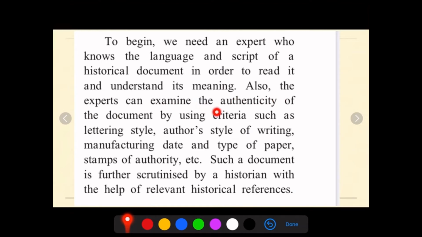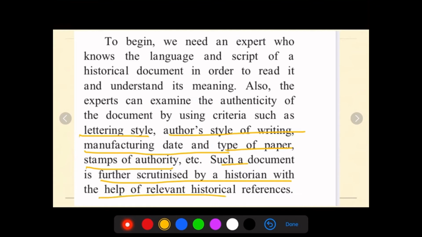Also, the expert can examine the authenticity of the document by using criteria such as lettering style, the author's style of writing, manufacturing date and type of paper, and stamps of authorities. Such a document is further scrutinized by a historian with the help of relevant historical references. Now, what is this? It is to check whether the document is original or true. To decide if the document is original or not, we need the following criteria.